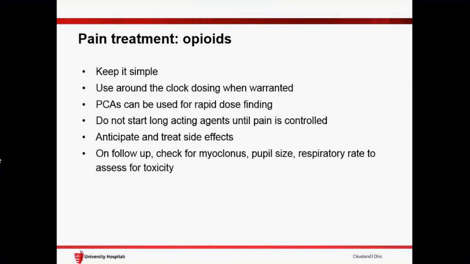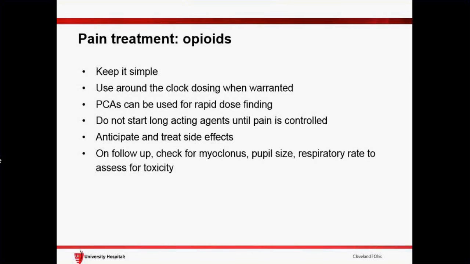For a patient that comes in a pain crisis and was on pain medicine at home, we know that whatever they were on was inadequate, but we don't really know what it's going to take to get them under control. And for appropriate patients, I think PCAs can be very helpful for rapidly figuring out what it's going to take to get their pain under control.